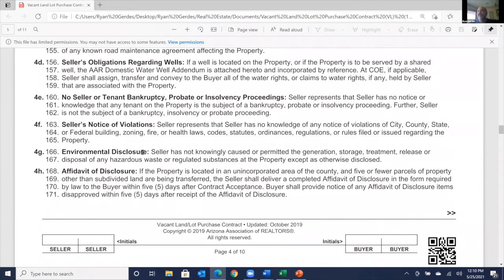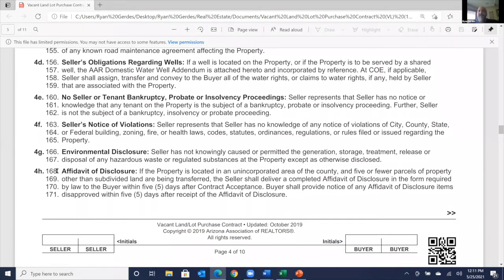Environmental disclosure. If you have any underground storage tanks or anything that has an adverse effect to the environment, or anything that has an effect to the environment, it must be disclosed over to the buyer and/or disposed of prior to close.